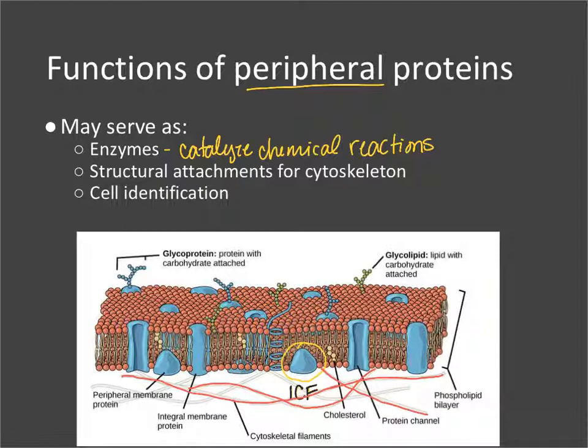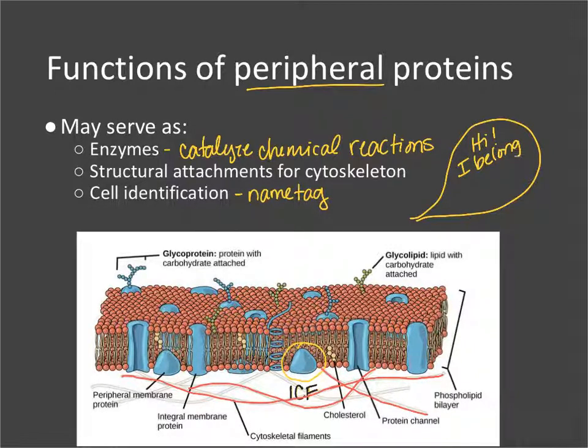Peripheral proteins are also involved in helping to give the cell identification. So you can think of this identification as almost like a name tag, identifying the cell as belonging to an individual. So it's kind of like, hi, I belong to Lauren. So all of my cells have an identifier that identifies them as belonging to me. Now, someone else's cells are going to have a different name tag or a different identifier.